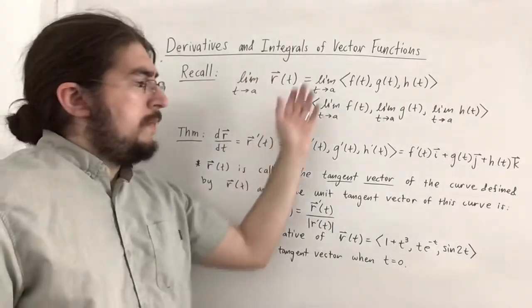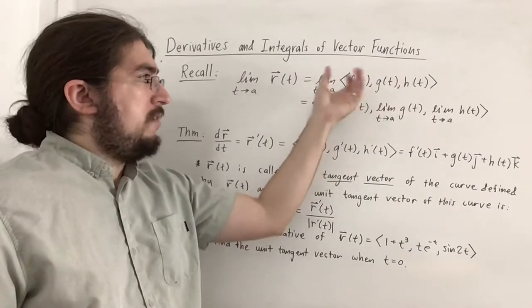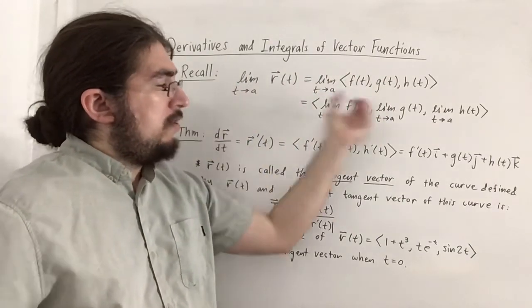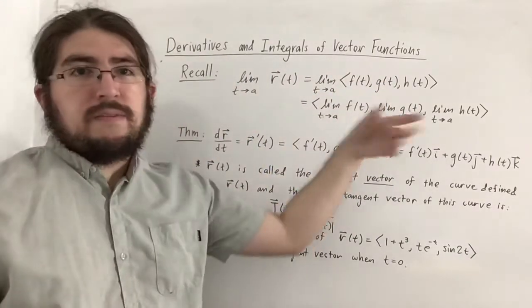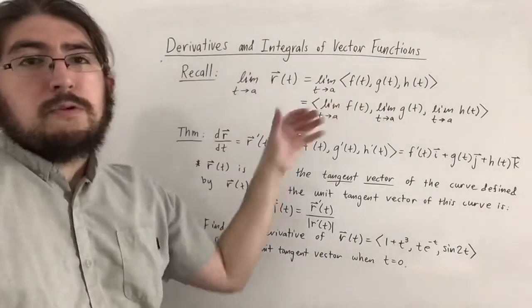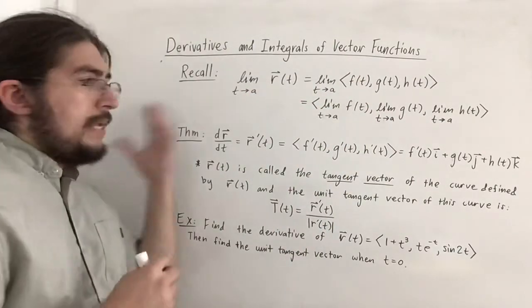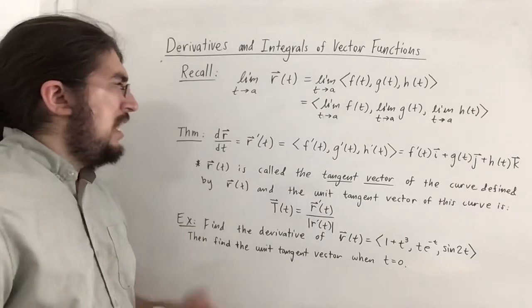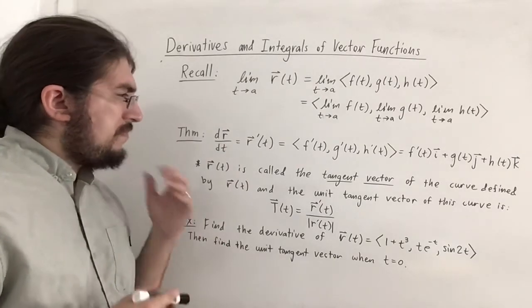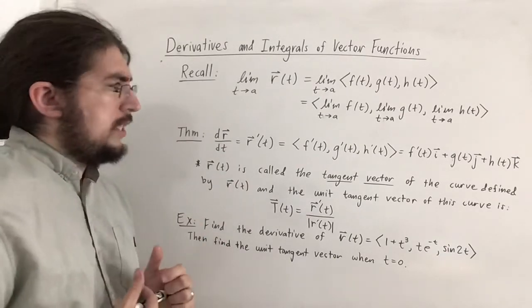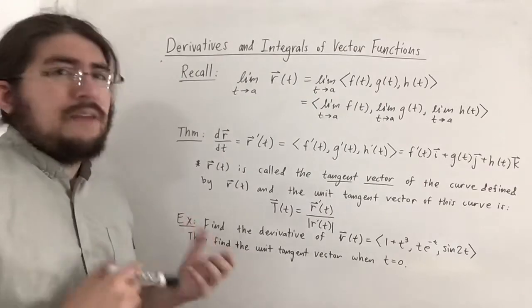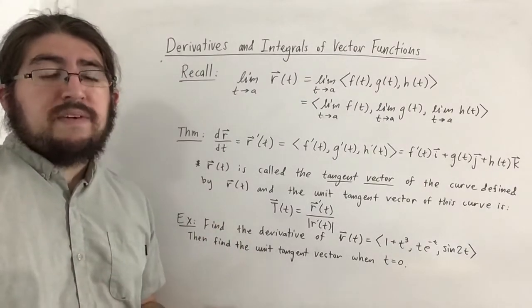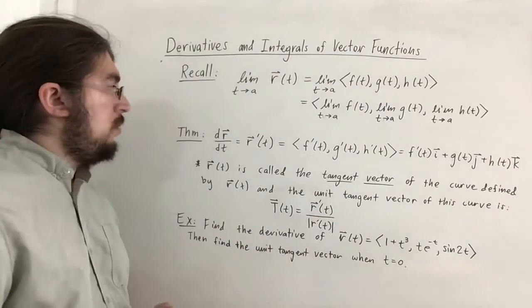So in other words, the limit of the vector function is the vector function whose components are the limit of each of those. So just pass the limit through each component basically. Because of this, the following theorem holds. I'm not going to prove it, but I'll let you look into it on your own. But it's actually fairly straightforward given the definition of derivative that we saw way back in Calculus 1.